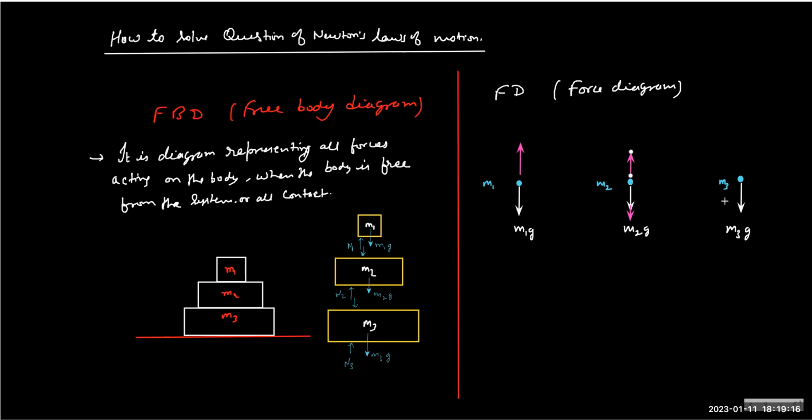For M3, it is N2 below and N3 up. So you can clearly see that all forces we have to represent by joining tail to tail. And if there are more than one arrow in the same direction, you can represent that way as well. So it is N2 up and N1 below, and this is N2 down and N3 up.